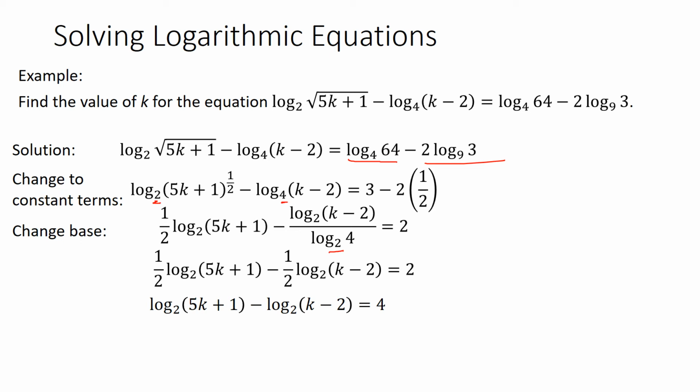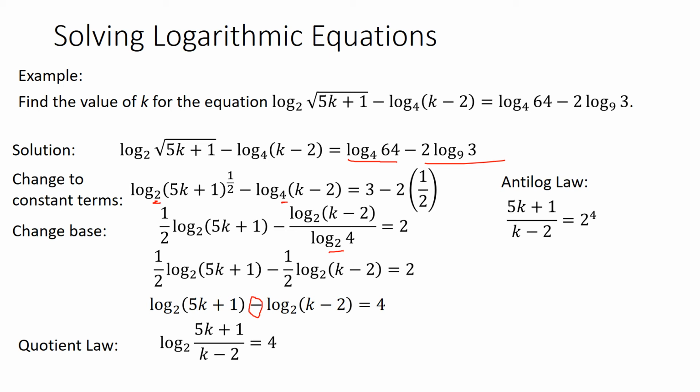Then we can multiply 2 on both sides, left side and right side, and we get log base 2 of (5k plus 1) minus log base 2 of (k minus 2) equals 4. Next, we apply the quotient law, because there is a minus here, right? So minus will become divide. Hence, it becomes log base 2 of (5k plus 1) over (k minus 2) equals 4. Then apply anti-log law. We'll get (5k plus 1) over (k minus 2) equals 2 to the power 4.